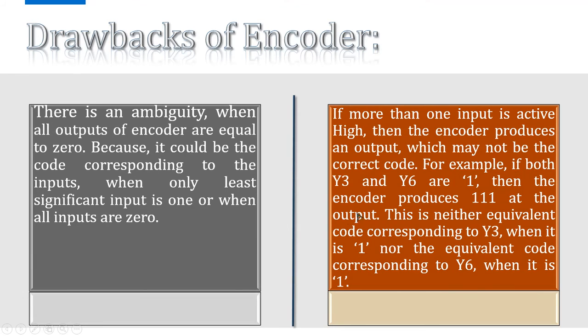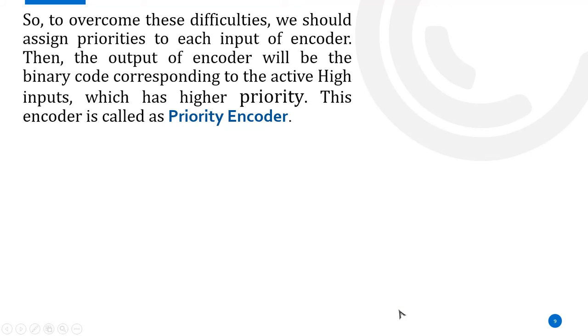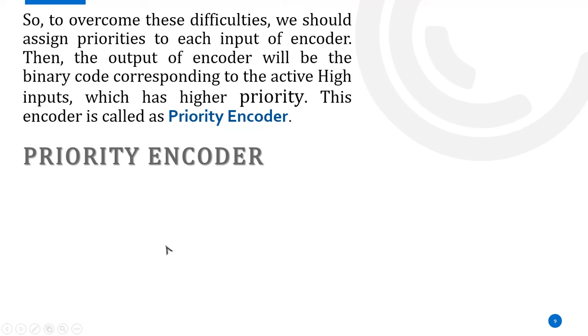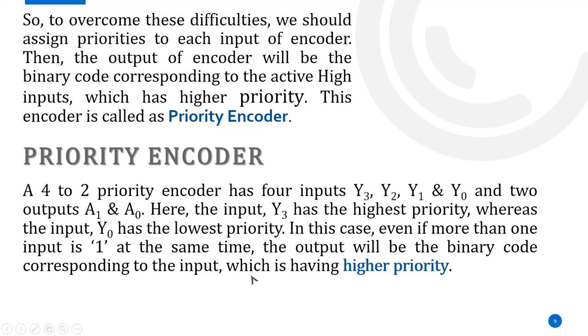Why? Because, for example, if both y3 and y6 are 1, then the encoder produces 1 1 1 at the output. This is neither equivalent to the code corresponding to y3 when it is 1, nor the code corresponding to y6 when it is 1. So to overcome these difficulties, we should assign priorities to each input of the encoder. Then the output of the encoder will be the binary code corresponding to the active high input which has higher priority. This encoder is called the priority encoder. So the priority encoder comes because of this disadvantage.